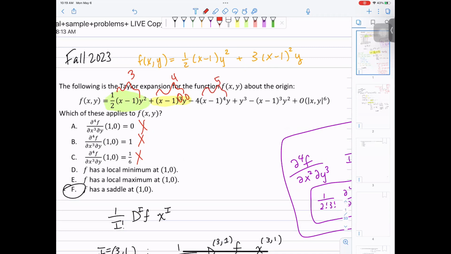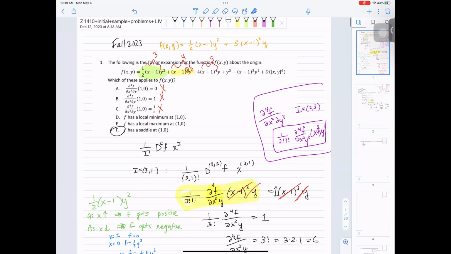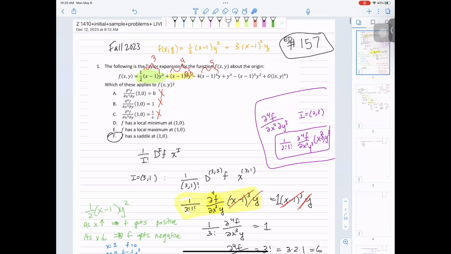Can we just find the Hessian matrix to get the answer? I wouldn't use the Hessian matrix. I also recommend looking at post number 157 on Ed Discussion. I'd recommend looking at that one. The way they write the questions, you could look at the Hessian, but in this question, I don't think it works.